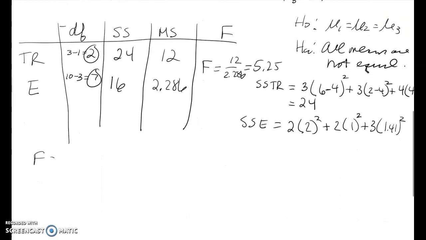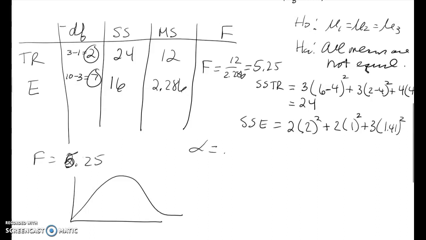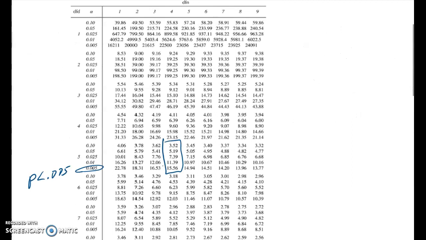So now our test stat is 5.25. Let's do a quick critical value approach. Let's suppose I didn't define it yet, but let's do a 0.05. And let's take a look at we have 2 for the numerator and 7 for the denominator. So find 2 for the numerator.